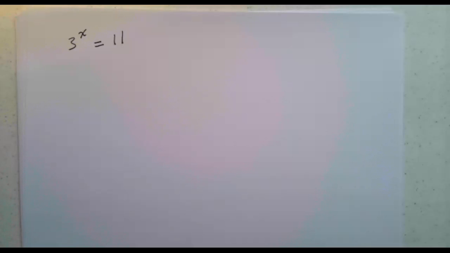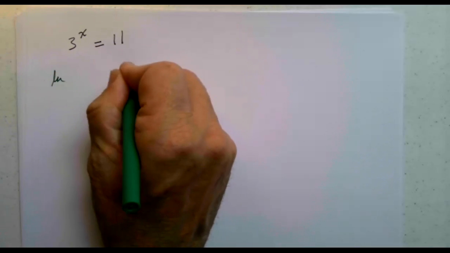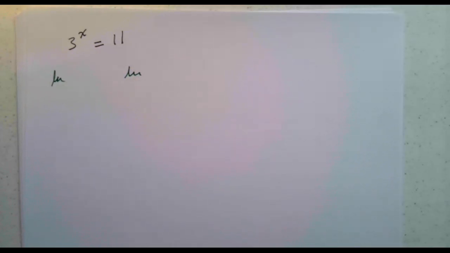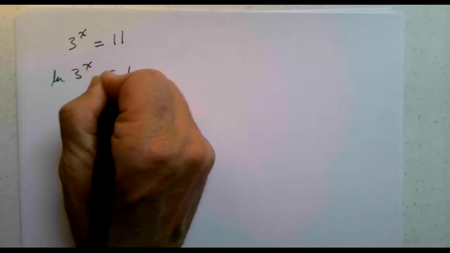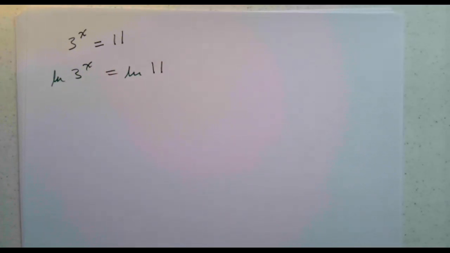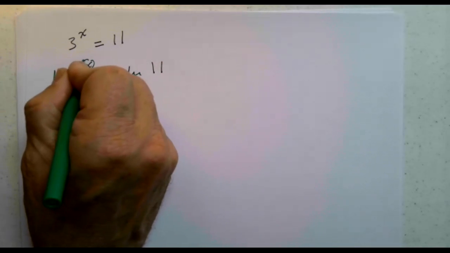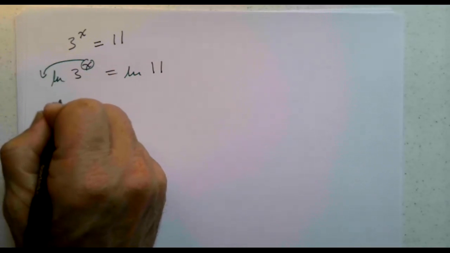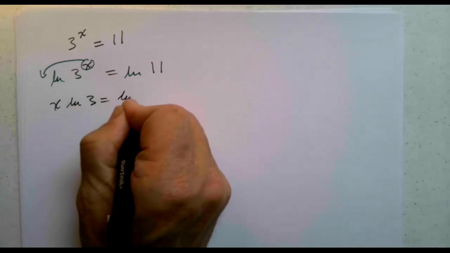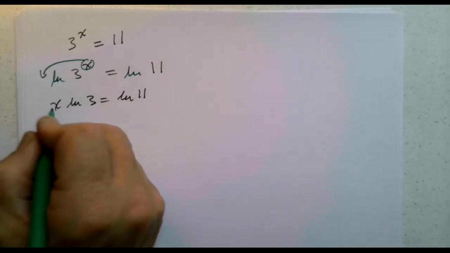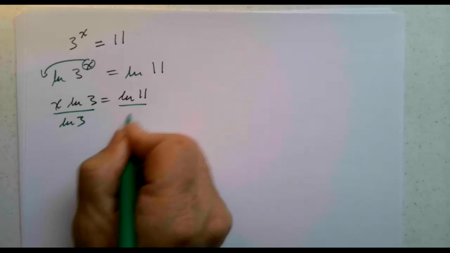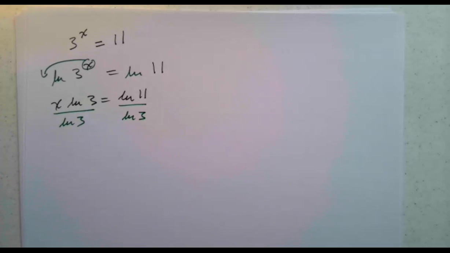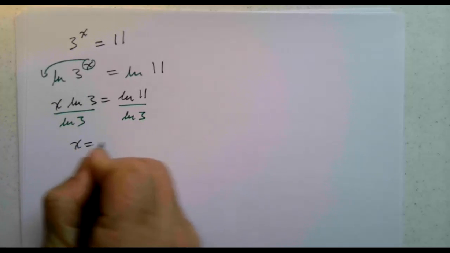So the first thing we're asked to do here is to solve 3 to the x equals 11. When I see something like this, I want to go ahead and apply the natural log to both sides. So I have the natural logarithm of 3 to the x equals the natural logarithm of 11. And I'm going to pull the exponent down. So I get x times natural log 3 equals natural log 11. Divide both sides by natural log 3. And I get x equals natural log 11 divided by natural log 3.